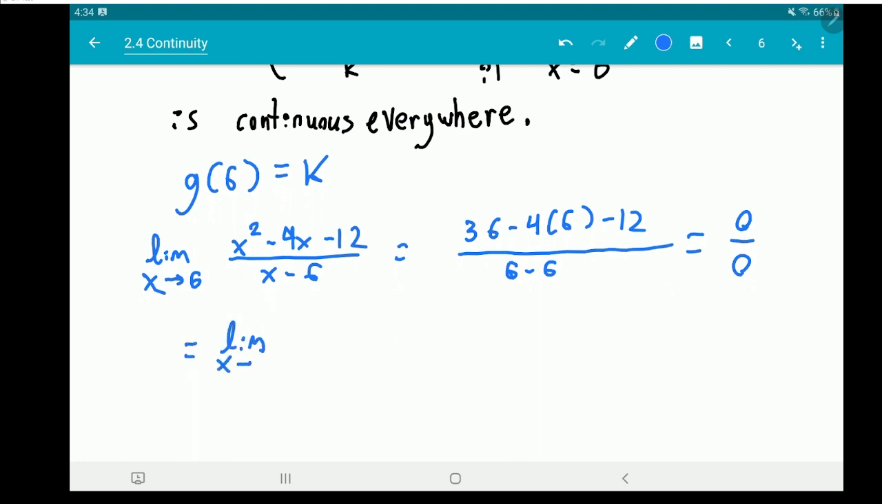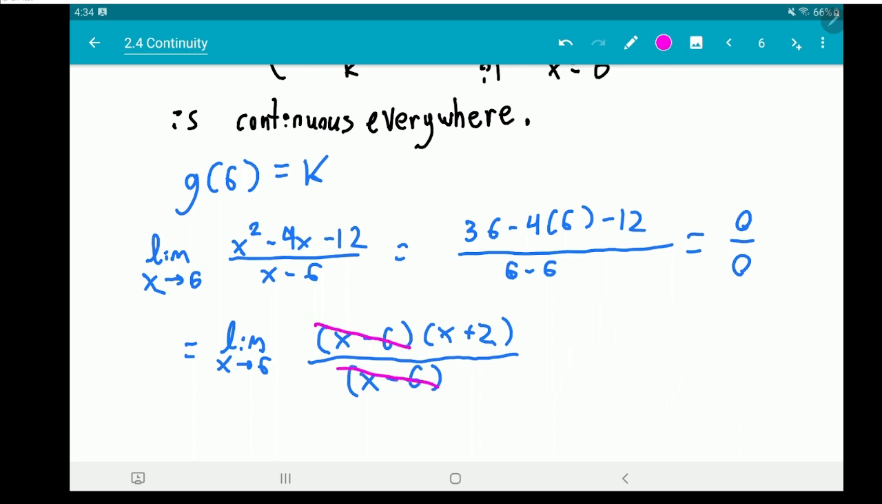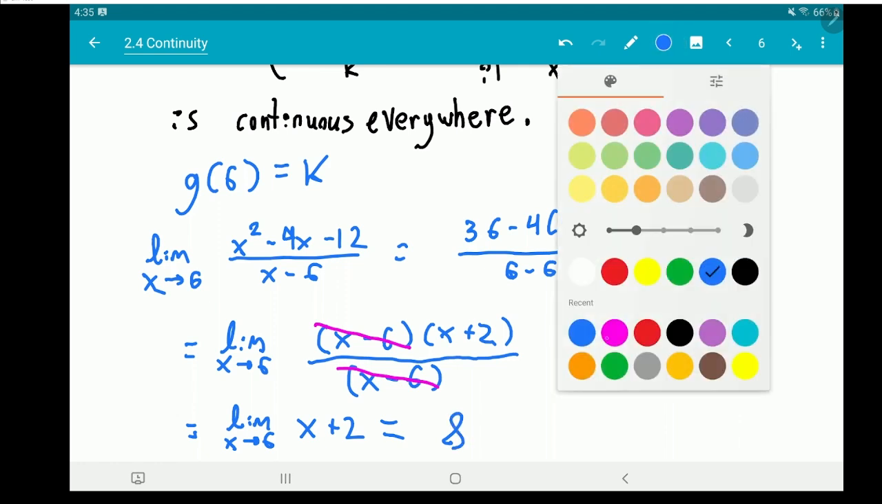And so my solution to that is factoring. x minus 6, x plus 2. I needed two numbers that multiply to be minus 12, so they have different signs, and add to be minus 4. On the bottom, I have just regular old x minus 6 with nothing else. I can cancel those then, and I have the limit as x goes to 6 of x plus 2. Then I can just plug in and get 8.